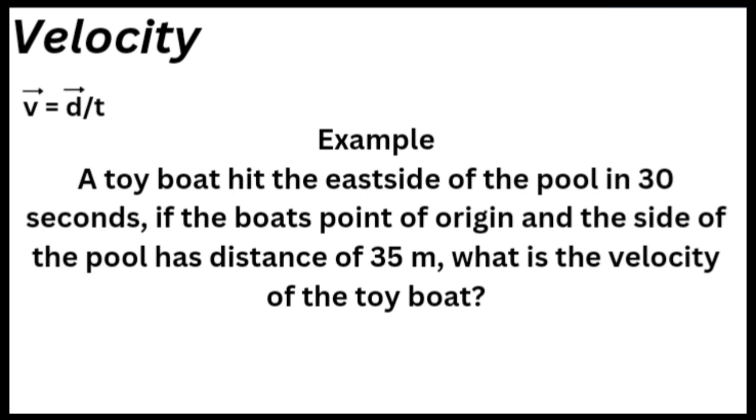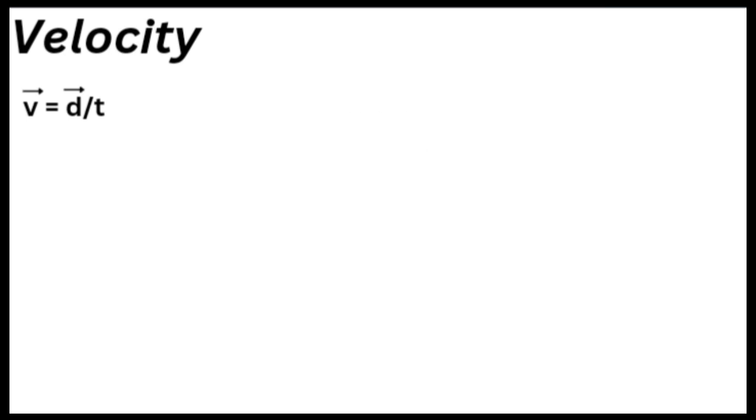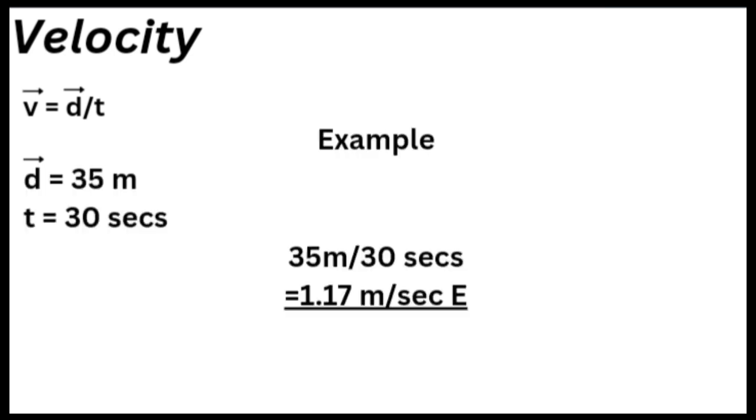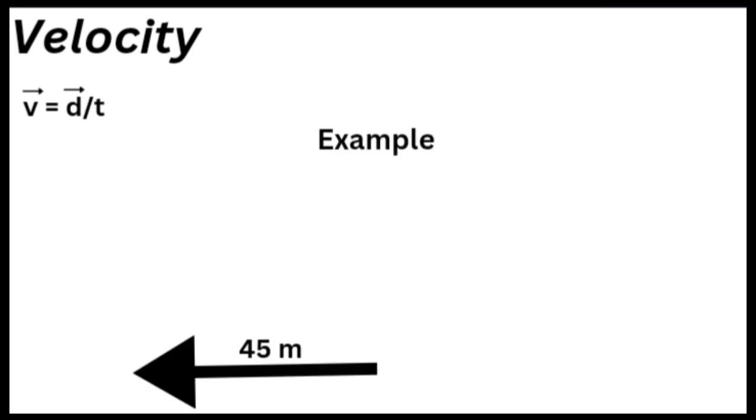Example: a toy boat hit the east side of the pool in 30 seconds. If the boat's point of origin and the side of the pool has a distance of 35 meters, what is the velocity of the boat? What we have to do here is find again the displacement and then the time. Displacement is 35 meters east and the time is 30 seconds. So 35 meters over 30 seconds equals 1.17 meters per second east. Again, having east for its direction is what makes it a velocity.